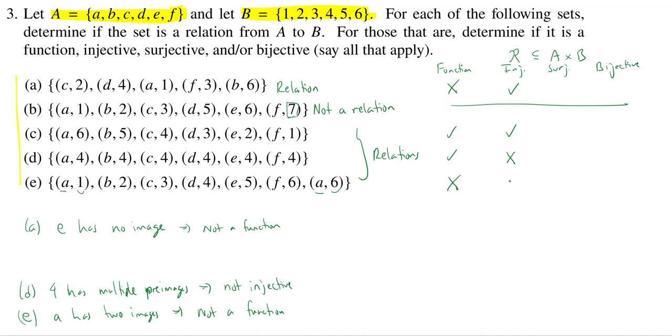Okay, and then we don't have to check this last one. Or no, we can. It's a relation, so we can check it for injectivity. Let's see. 1, 2, 3, 4, 5, 6, 6. Oh, 6 shows up 2 times. So this is not injective. So for E, we can put in here 6 has 2 preimages, which implies not injective.